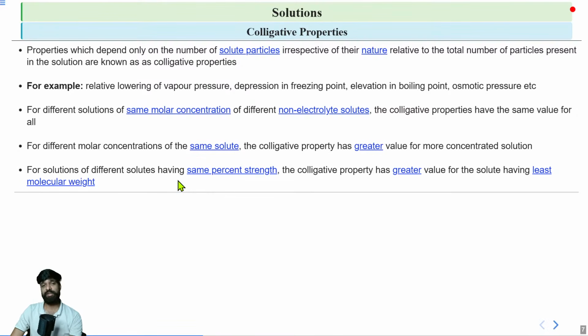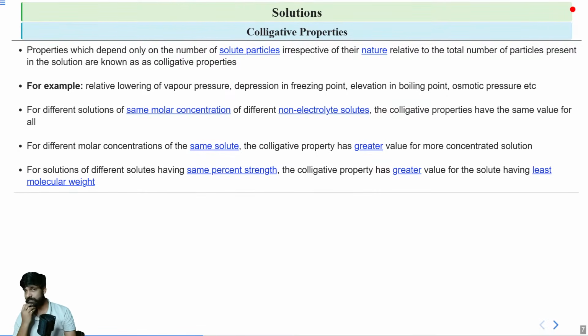Next, for solutions of different solutes having same percentage strength, the colligative property has greater value for the solute having least molecular weight. So this is defined for what? This is defined for your percentage strength. So the previous one is for molar concentration, which is your molarity, and this is for your percentage strength. So if you are taking two different solutes with the same percentage strength, then your colligative property will depend upon the molecular weight. Got it? The one with the lower molecular weight will show a higher value of the colligative property.